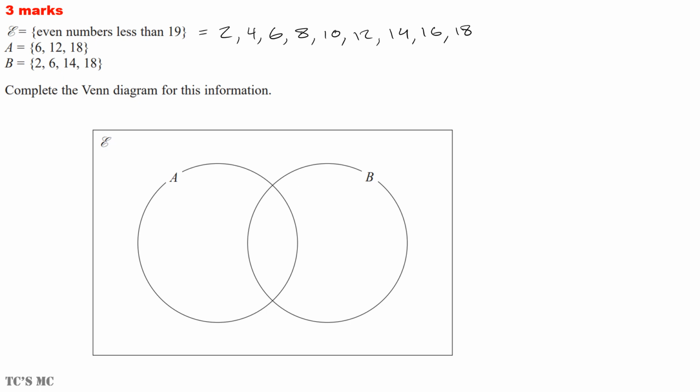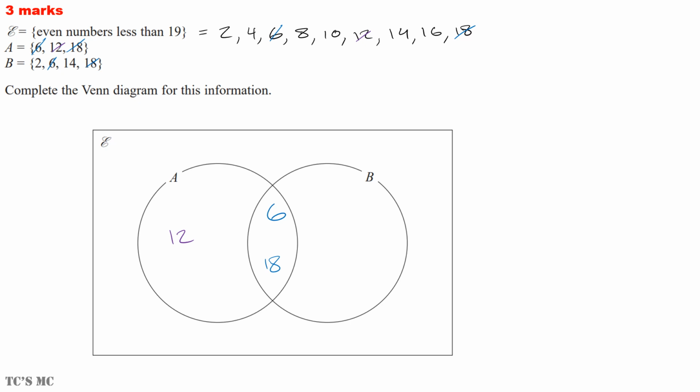Now we can start to fill in the Venn diagram. Always start with the intersection, which is the overlap. What number is in both sets? 6. Cross it out from both sets and the universal set. Also 18. Again, cross it out from all sets. Now we have 1 mark. Now focus on the numbers that are only in set A. That is just 12. Again, cross it out from all sets. And now we have a second mark.